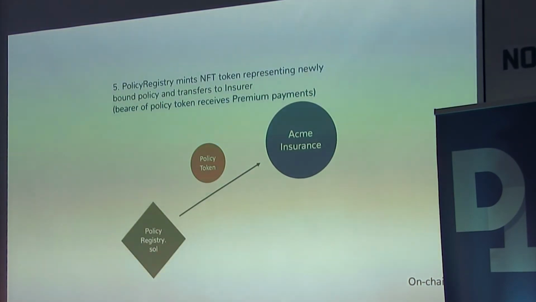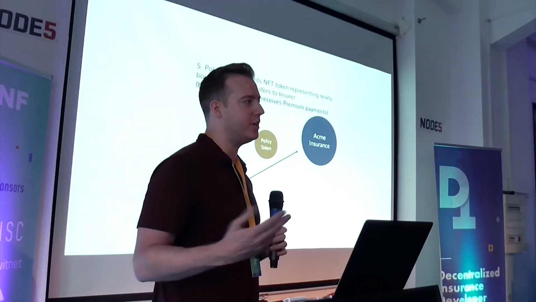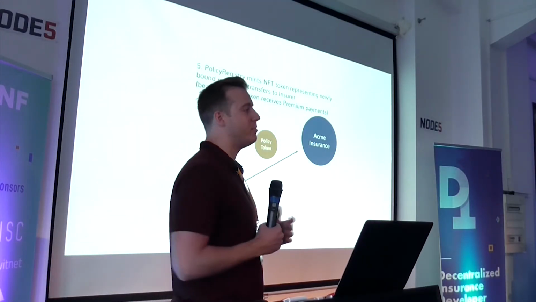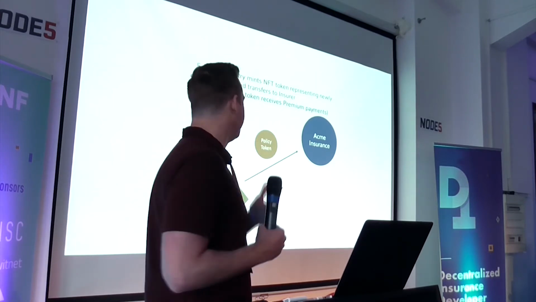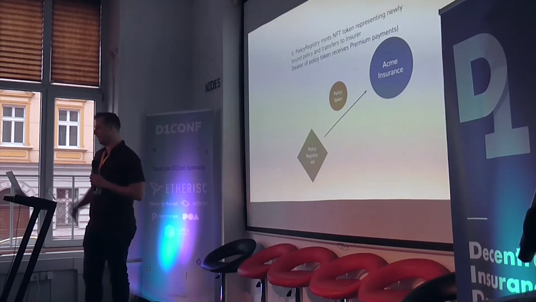In addition to that, the policy registry will mint a non-fungible token that represents that policy, transfer it to the insurer, and that can be used for a number of things, but one example being that the bearer of that policy token would then receive all the premium payments made for that policy.